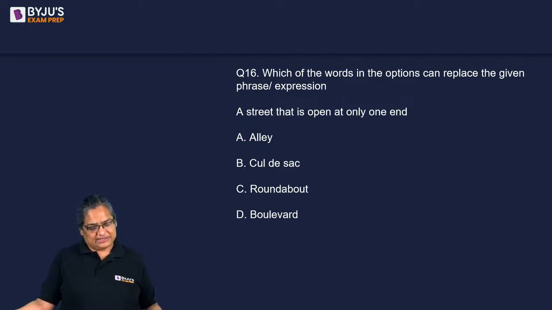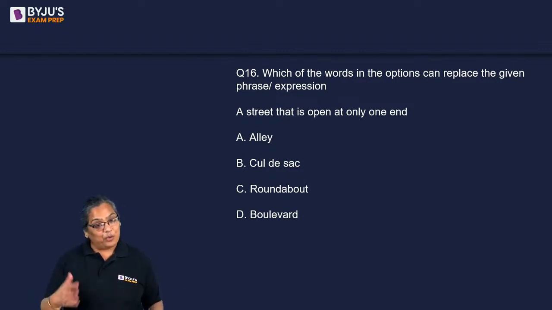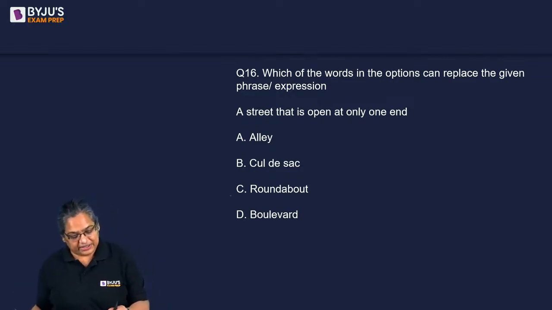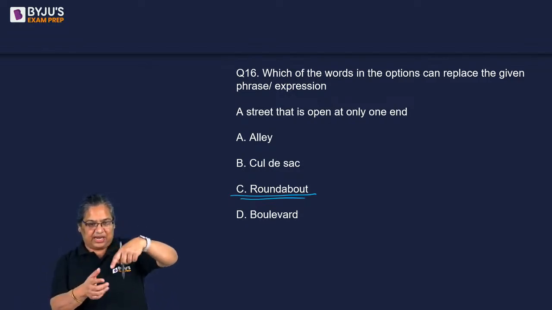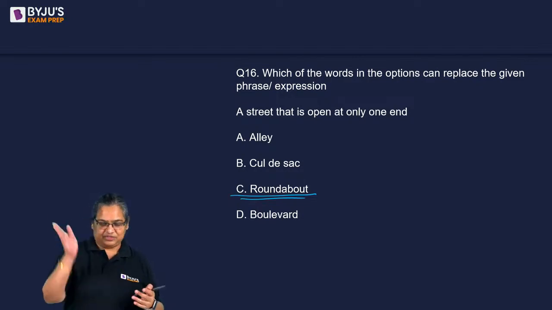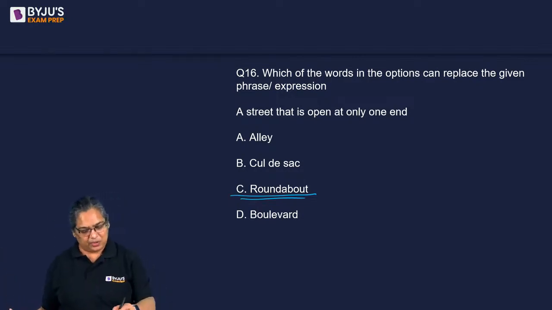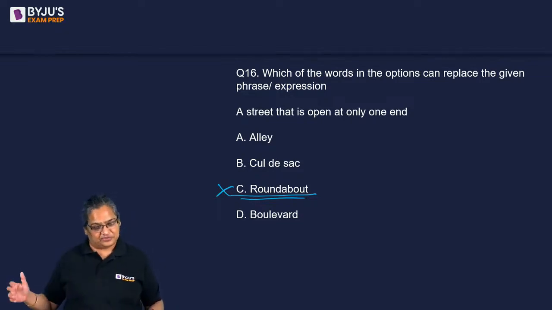So what do you think it is? All right, let me tell you. An alley is a street. What kind of street? I don't know. A boulevard is also a street. A cul-de-sac is also a street. A traffic circle is a roundabout. You know, there'll be a circle or an island and cars go around it to take whichever exit. That's a roundabout. So roundabout to nahi hai. Alley, cul-de-sac, boulevard are three types of streets. So which one is it?